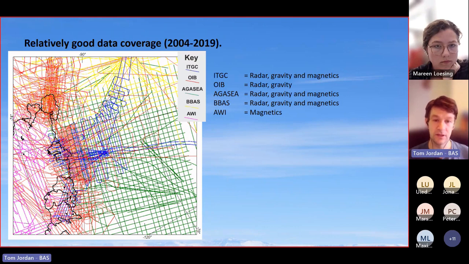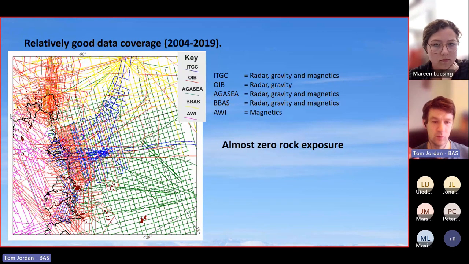But these were the input geophysical data sets, primarily radar, gravity, and magnetics. The thing to stress about why we're doing this with geophysics is that there is almost zero rock exposure. And the rocks that are exposed are quite often recent volcanics, localized around volcanic centers, which means they're not likely to be representative of the broad scale subglacial geology in the area. So this is where we turn to the geophysics to try and work out what's underneath.